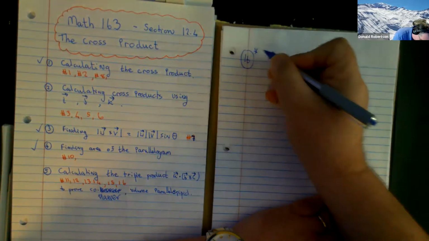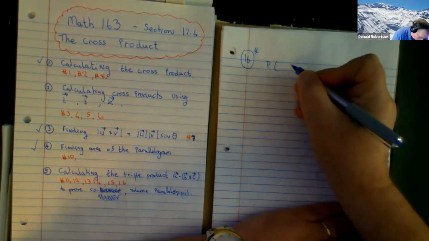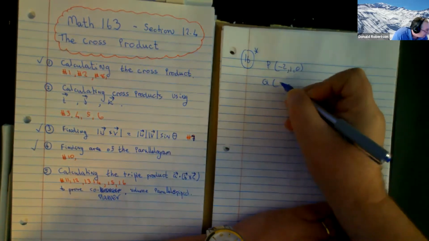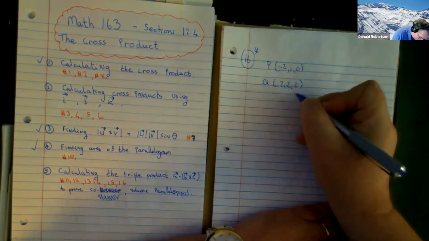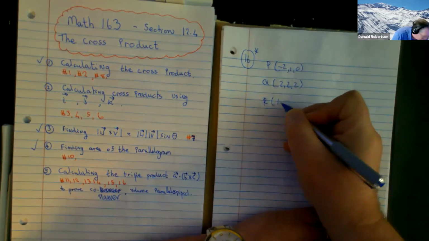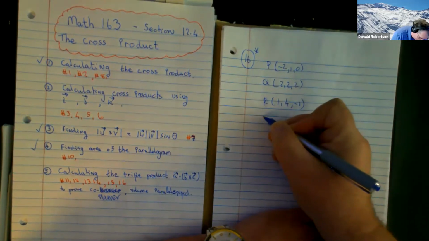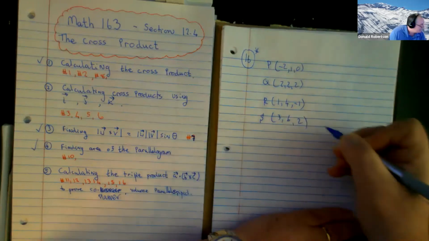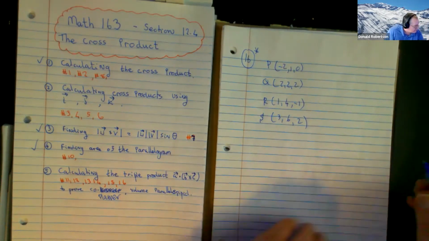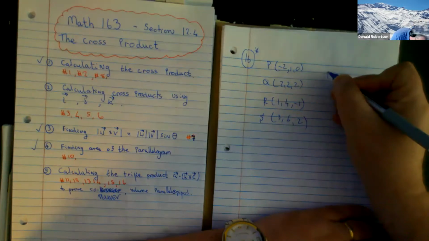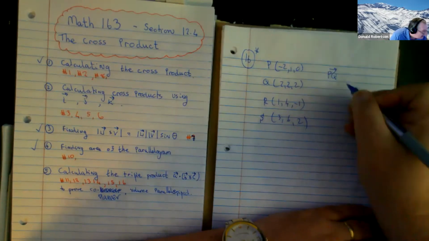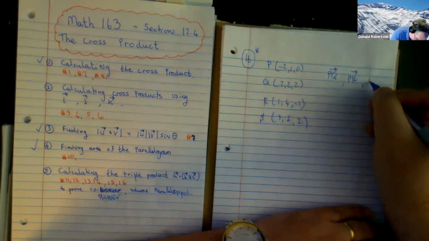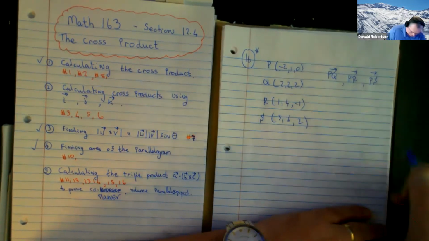Question 16. You have a point P with these coordinates, a point Q with those coordinates, a point R with its coordinates, and a last point S, and you get that. It says, find the parallelepiped that uses PQ, PR, and PS as its vectors.